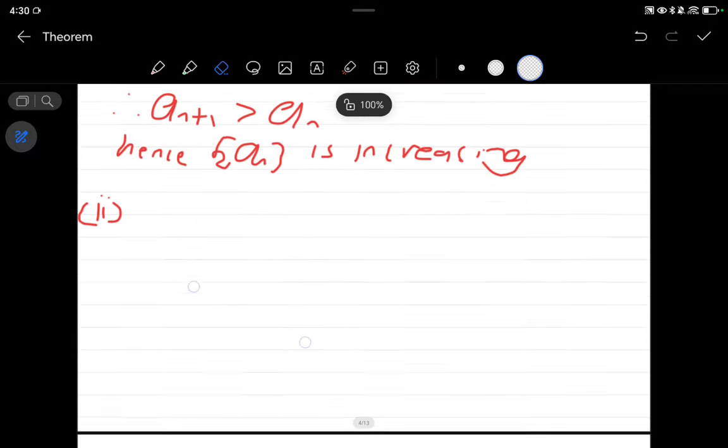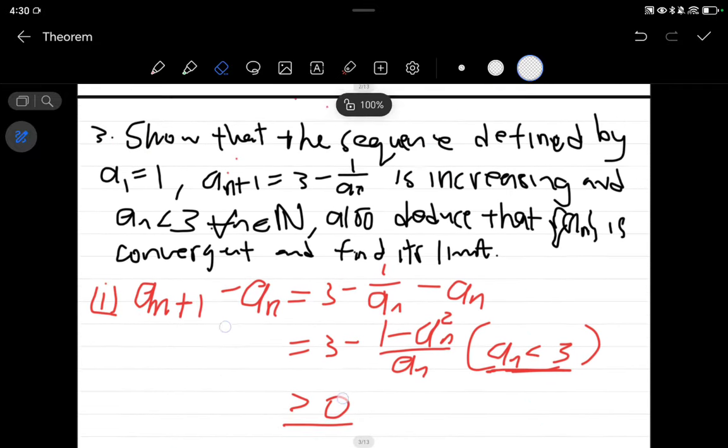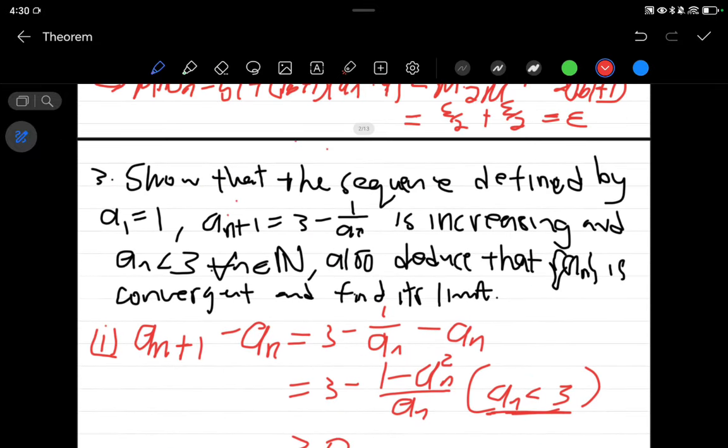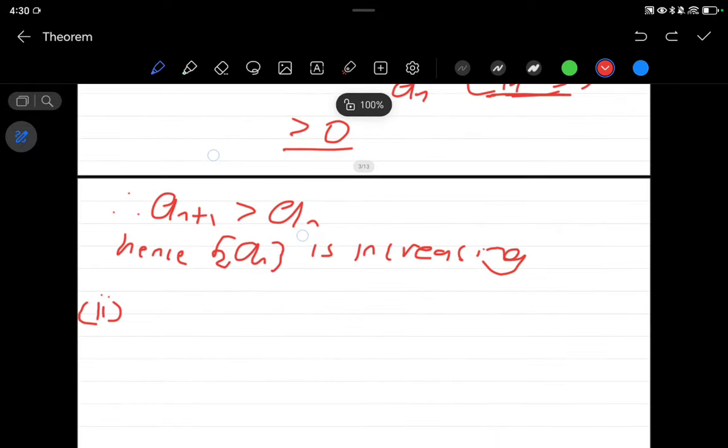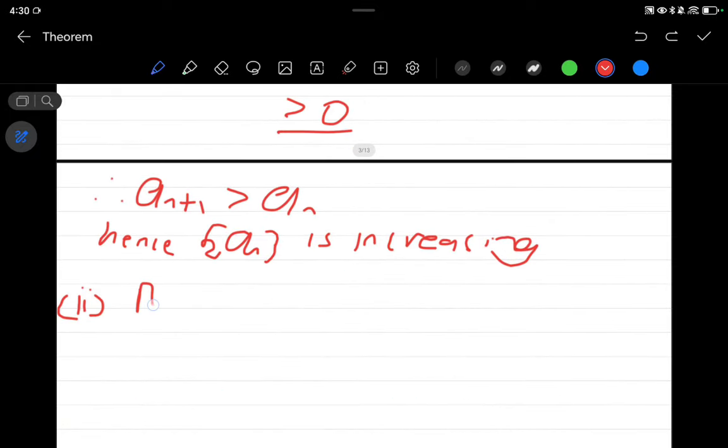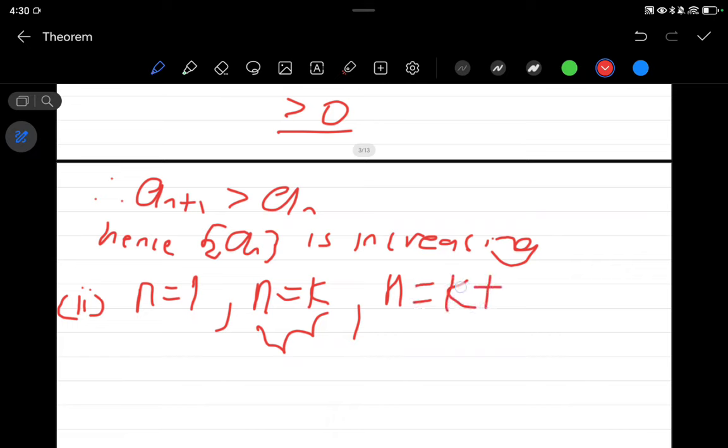Yeah. So check this. We're given that a of 1 is 1. We're given a of n plus 1. And also we're given a of n less than 3. So check this, right? When you're proving mathematical induction, you prove in 3 steps. First, you must prove for n equals 1. Secondly, you prove for n equals k, and this one is assumed. Then you deduce that n is equal to k plus 1. So you're deducing that this one is also true. So this is what we must do now to prove that this is convergent.